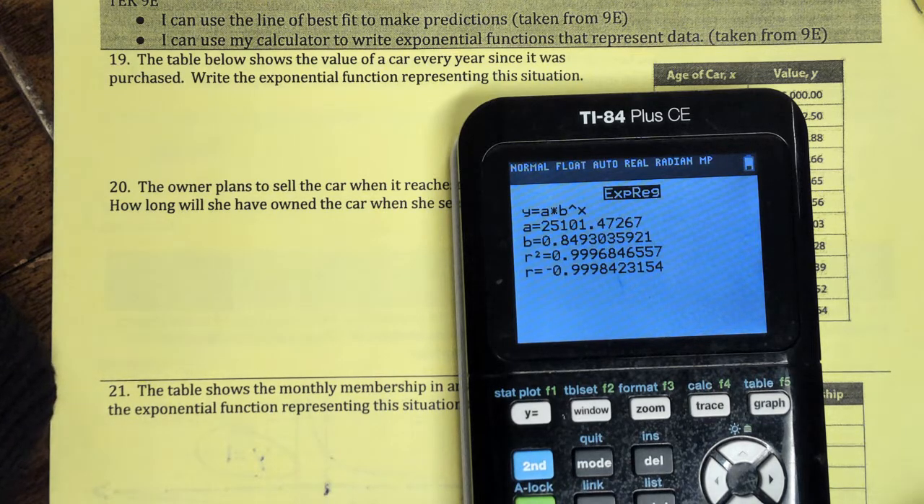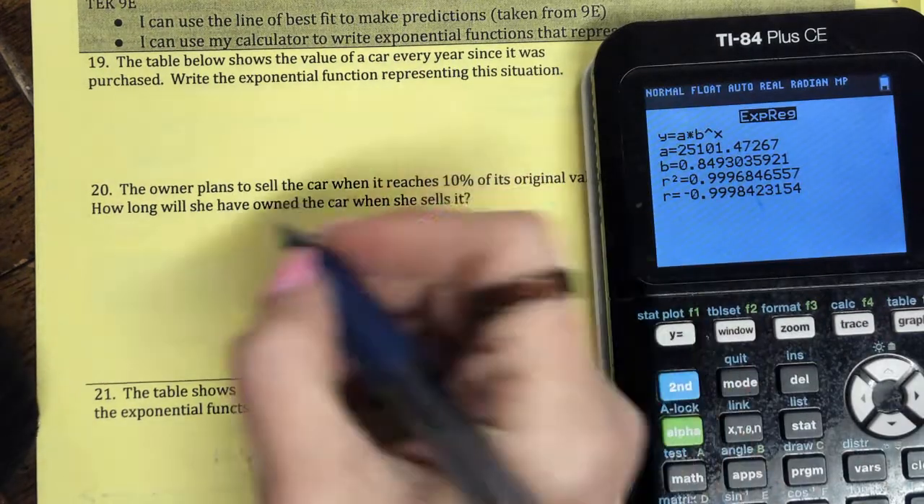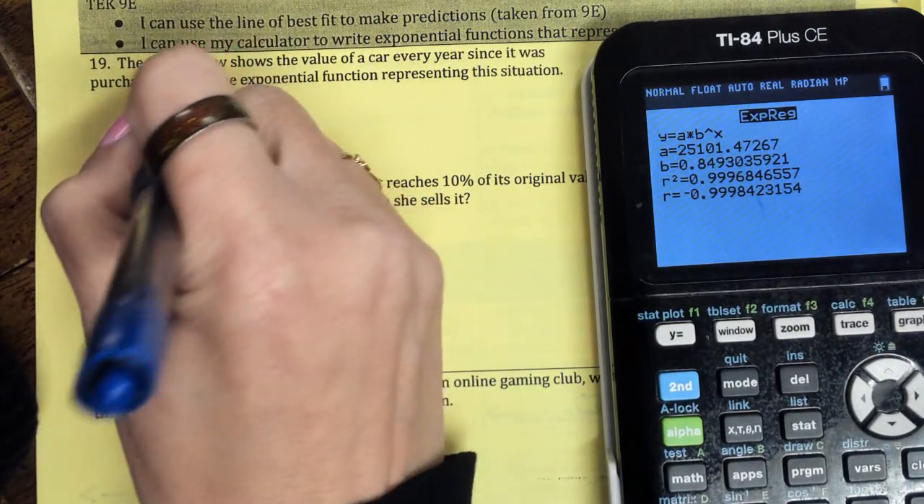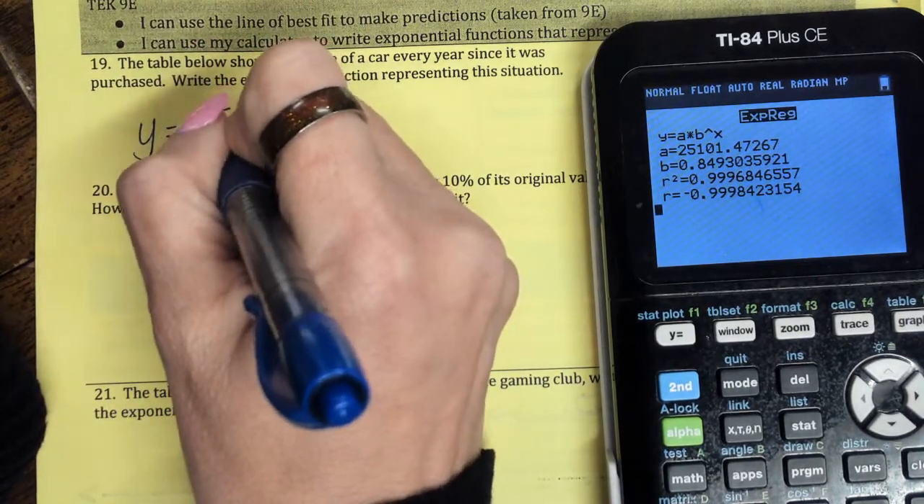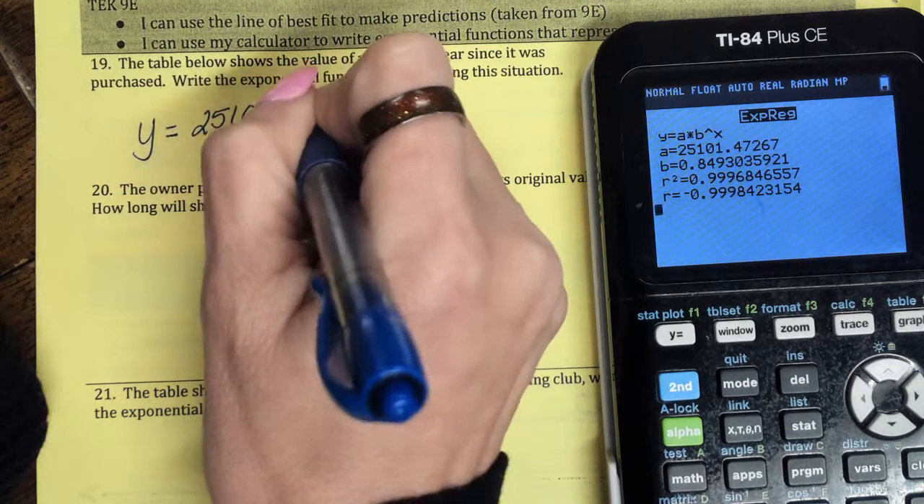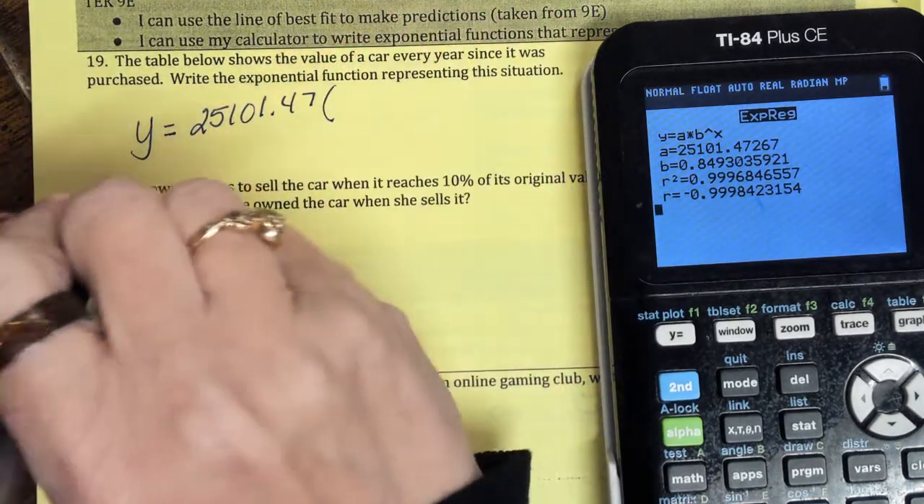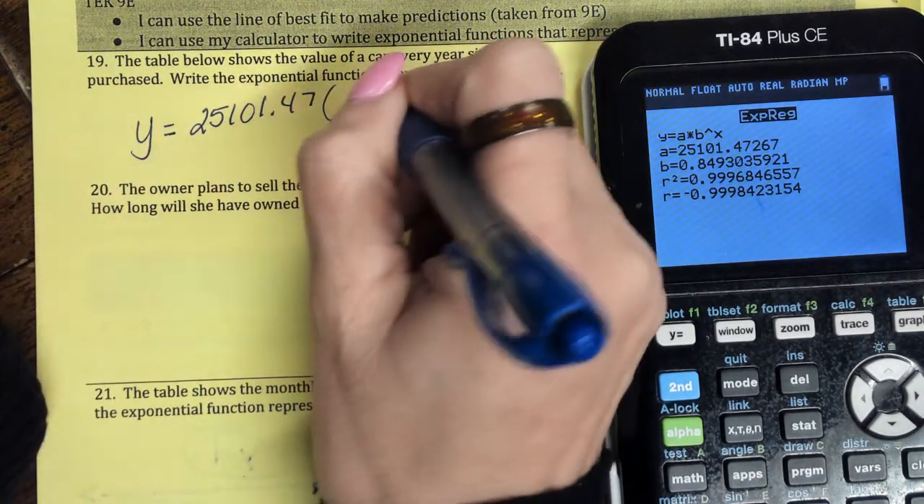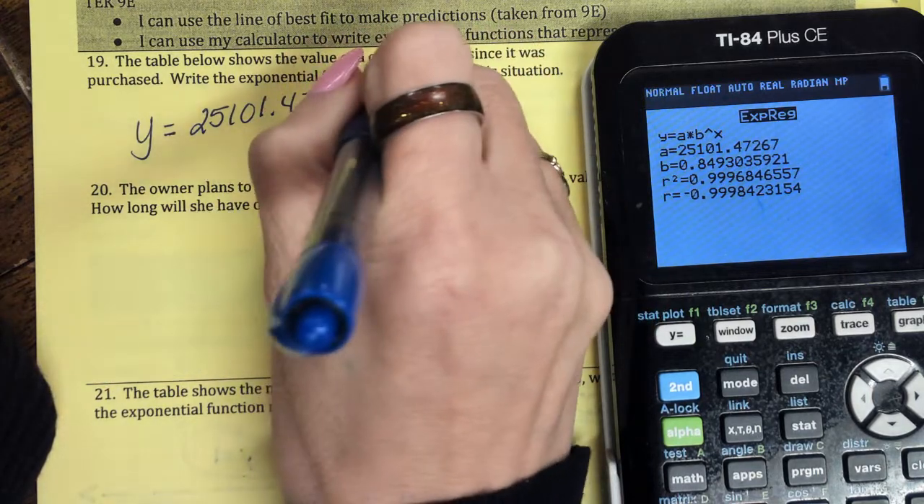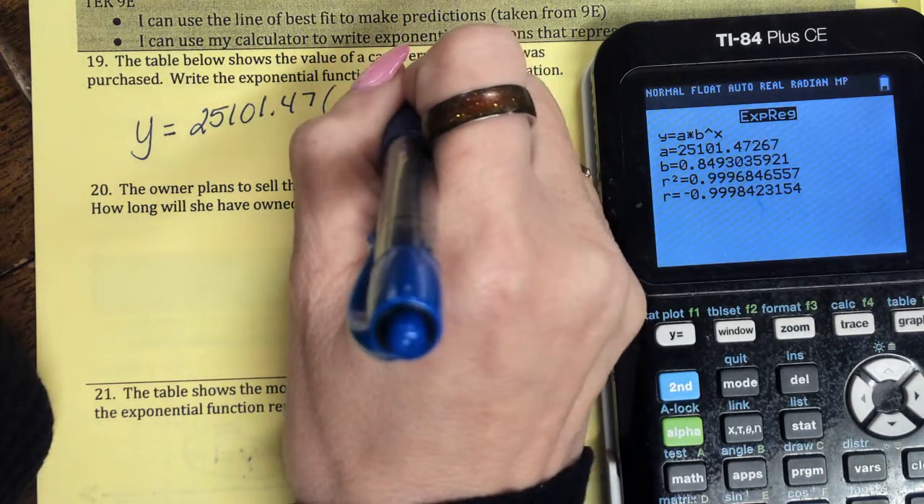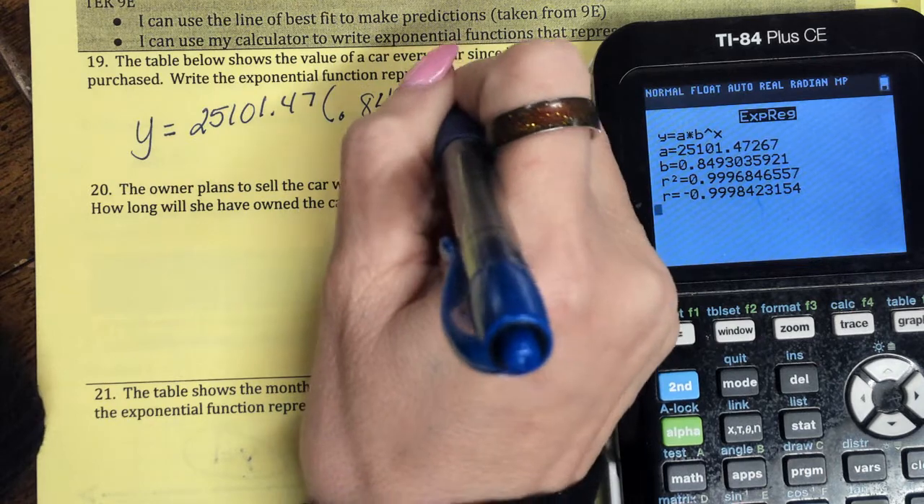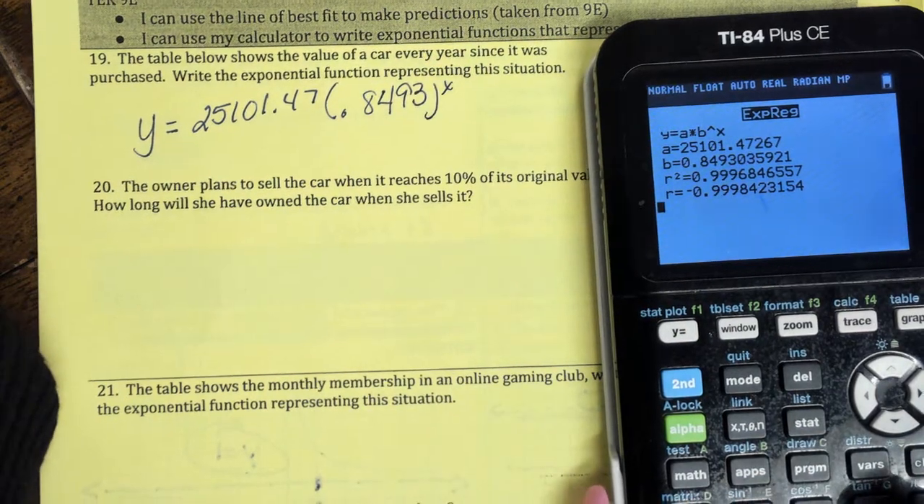All right, so this one is not very nice, is it? Here's what I'm going to do. I'm going to say y equals a b to the x power. So 25,101.47 times b, which is 0.8493, going four decimals out, to the x power. All right, so there it is right there.